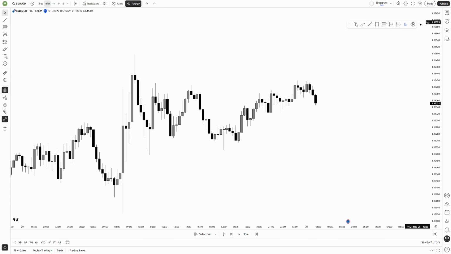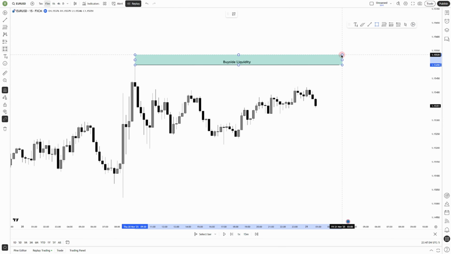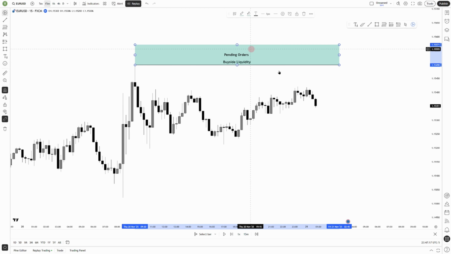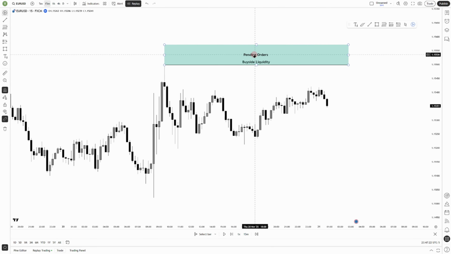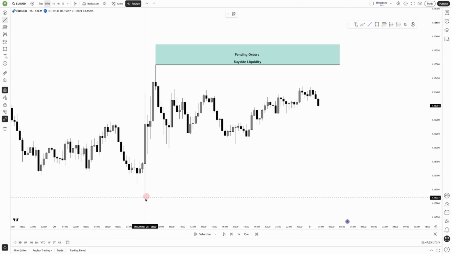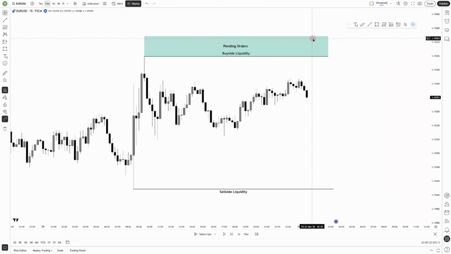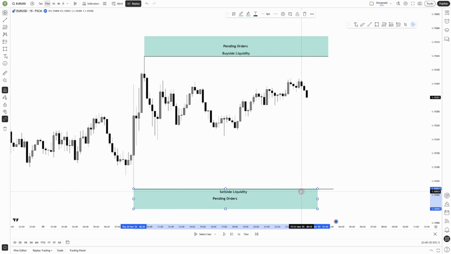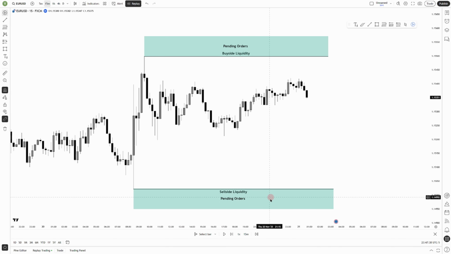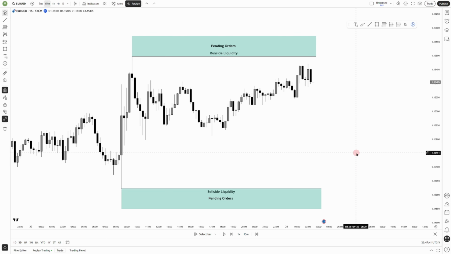Now liquidity rests at the highs and lows of the price. So this is a high, so it is called the buy-side liquidity. Now, for example, suppose there are pending sell orders and buy orders above this buy-side liquidity level. Now, let's mark out our opposite side low, which is called the sell-side liquidity, and suppose, similarly, there are pending orders resting below this sell-side liquidity.